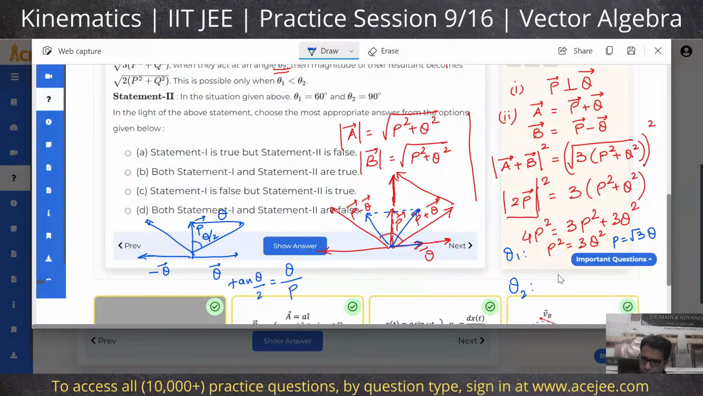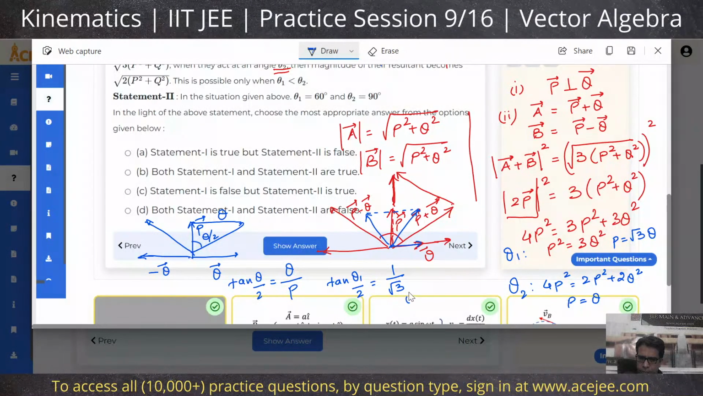For the other one, let's just quickly do that as well. You will again get 4P square, this time it will be 2P square plus 2Q square, or we get P is equal to Q, right? Magnitude of P is equal to magnitude of Q. So in case of theta 1, tan of theta 1 by 2 is equal to Q by P, which is 1 by root 3.